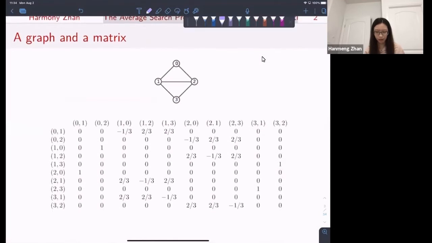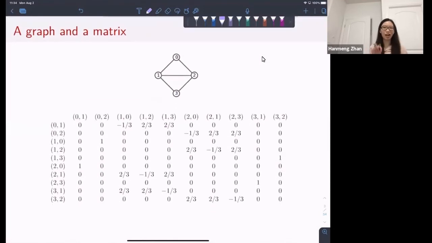Okay, so let me start with a picture of the graph and a matrix associated with it. Okay, so if you have never seen a discrete time quantum walk before, now you have 10 seconds to spot the connection between these objects. Oh, by the way, these are the indices of the matrix. They are not elements.